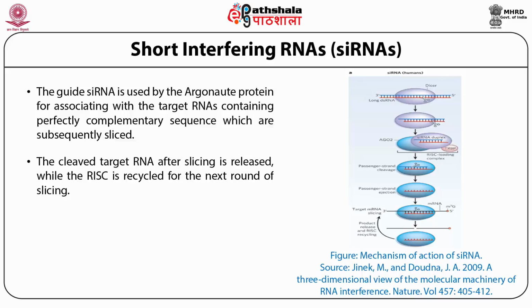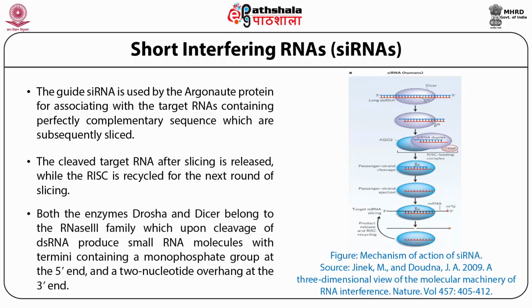of ribonucleases. Both the enzymes DROSHA and DICER belong to the RNase 3 family, which upon cleavage of double-stranded RNA produce small RNA molecules with termini containing a monophosphate group at the 5' end and a 2-nucleotide overhang at the 3' end. The microRNA sequence and its reverse complement upon transcription base pair, giving rise to a double-stranded stem loop structure called the primary miRNA structure, that is around 65 to 70 nucleotides long.